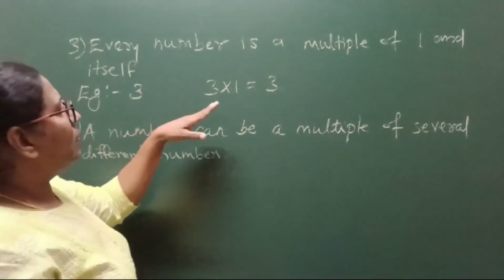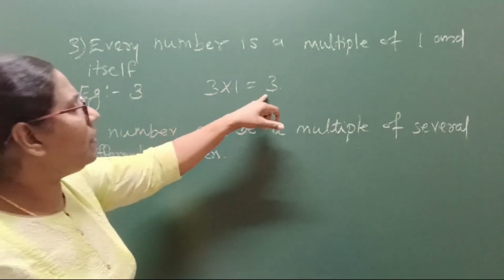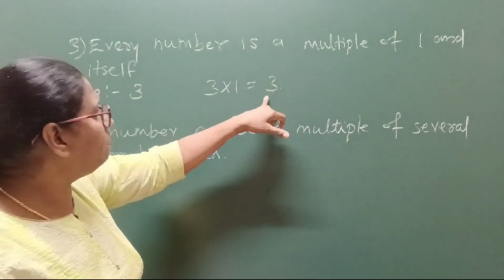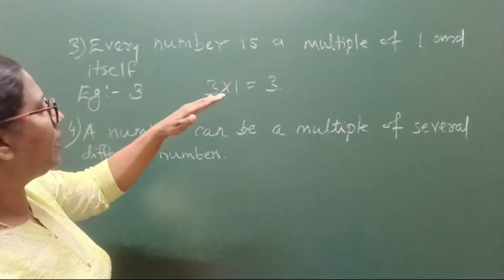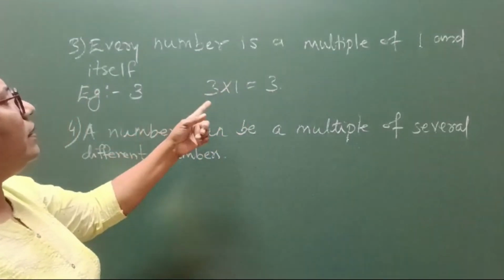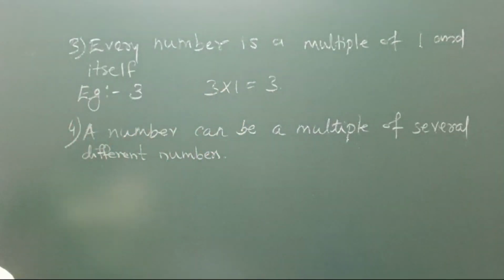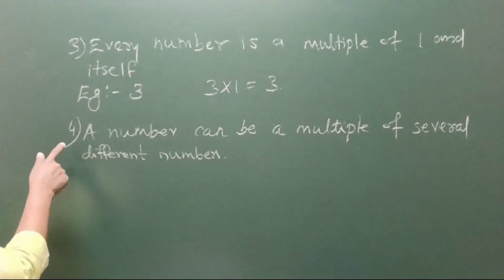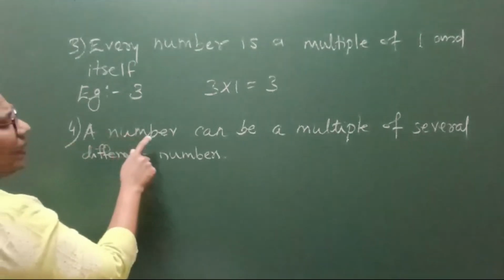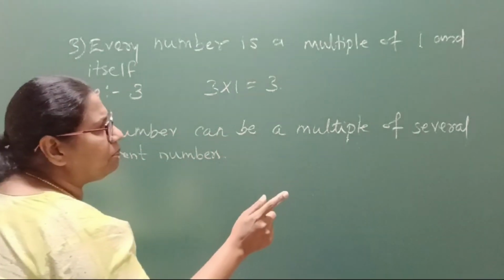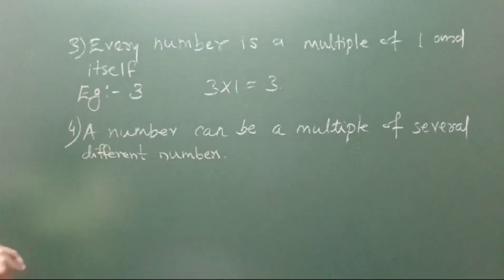3 ones are 3. 3 is a multiple, 3 is a number, and every number is a multiple of 1 and itself. Here the example I have taken is 3. The next one, the fourth property, is: a number can be a multiple of several different numbers.